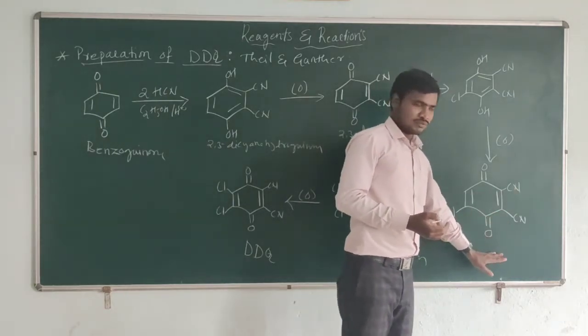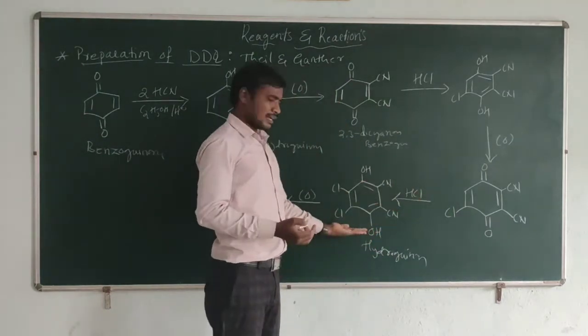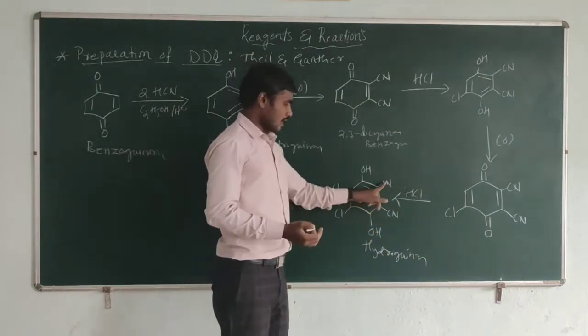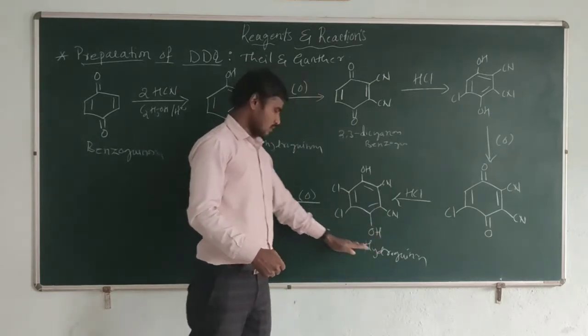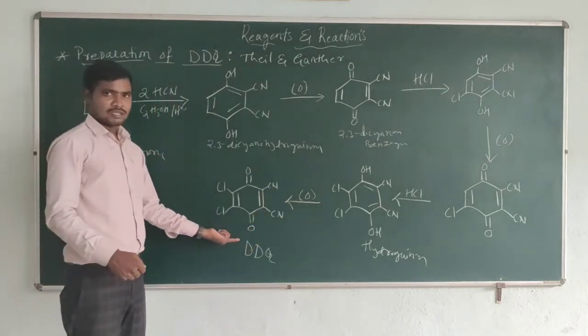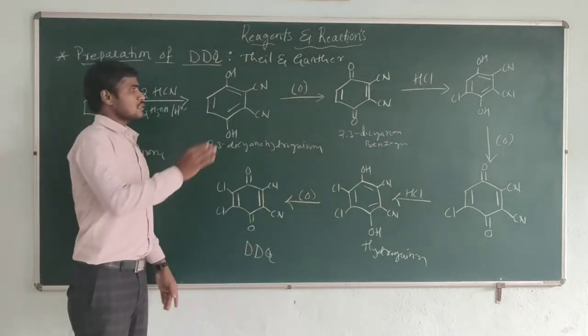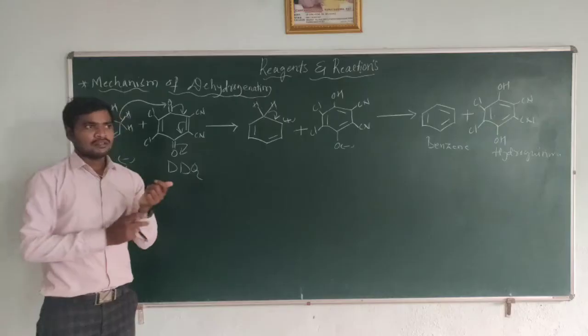So this hydroquinone after oxidation converts into benzoquinone, that is the monochloro-dicyano-substituted benzoquinone. This benzoquinone after reacting with a second molecule of HCl converts into dichloro-dicyano-substituted hydroquinone. This hydroquinone after oxidation gives the desired compound, that is the DDQ. So this is the preparation of the DDQ molecule.